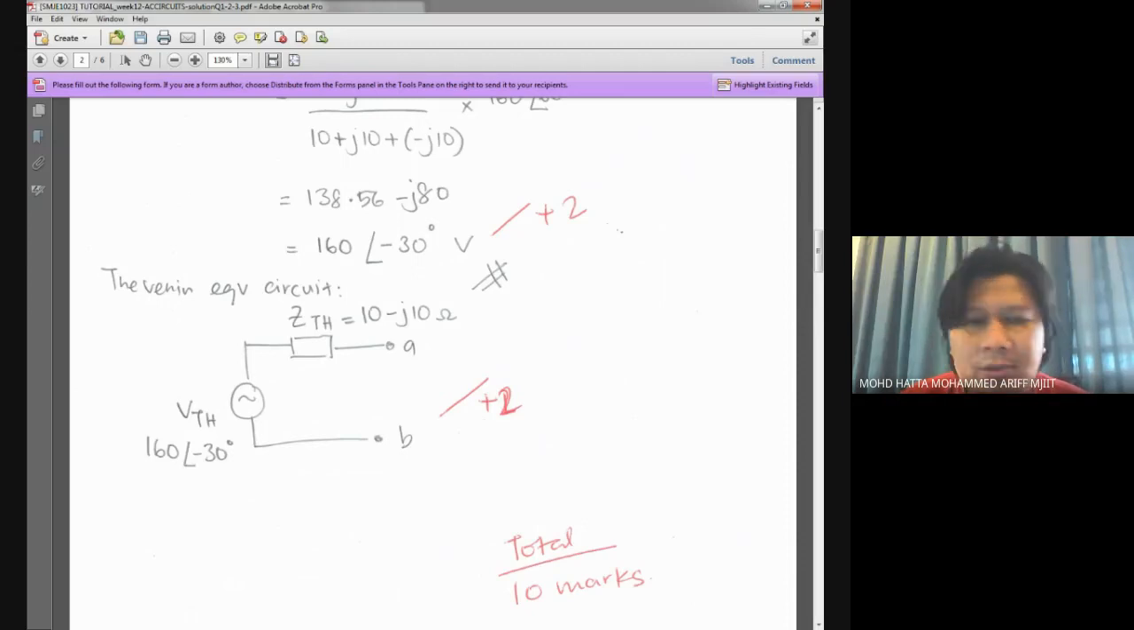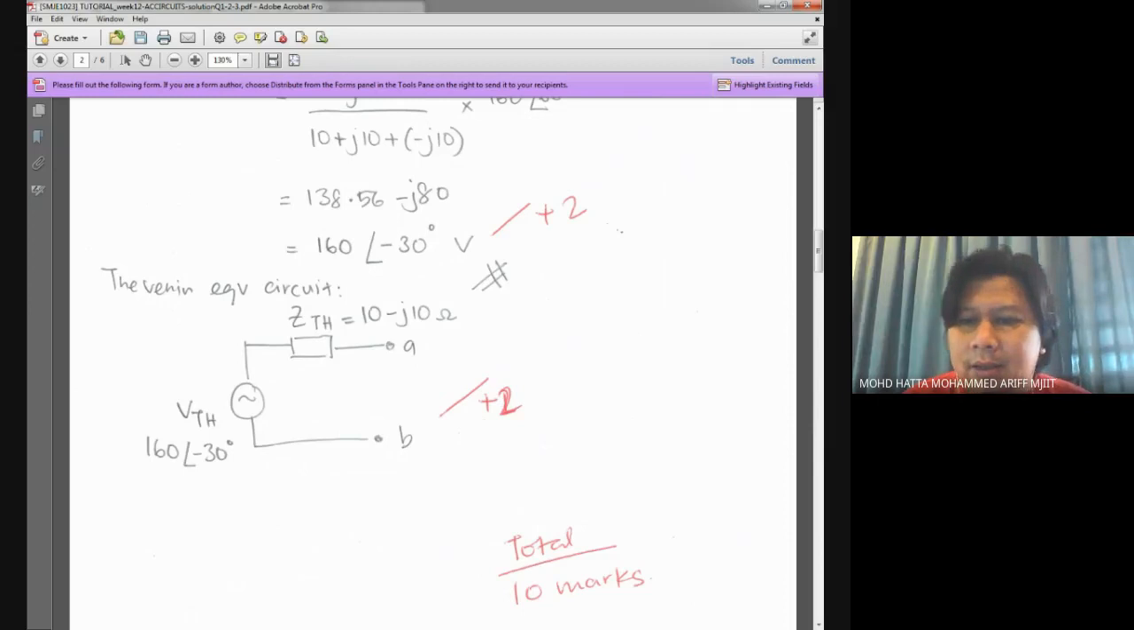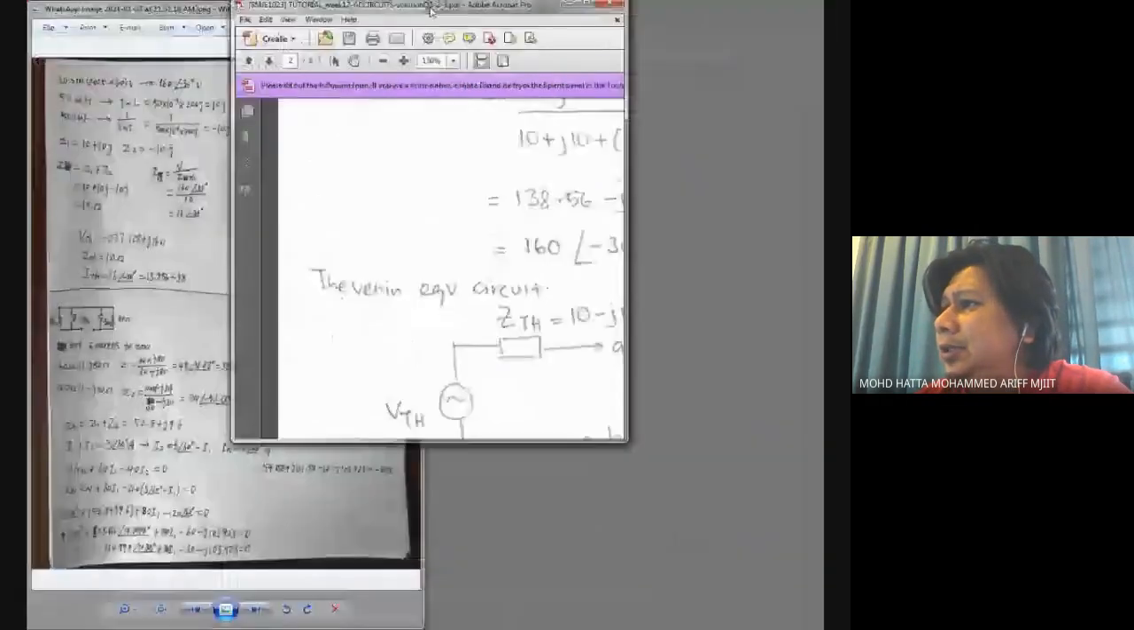Any questions so far? Is it clear? No, sir. It's very easy, I think, question number 1. But Wang only made a mistake in combining Z1 and Z2, because he considered that one as a series connection in this ZTH value. Anyway, we proceed with the second question.